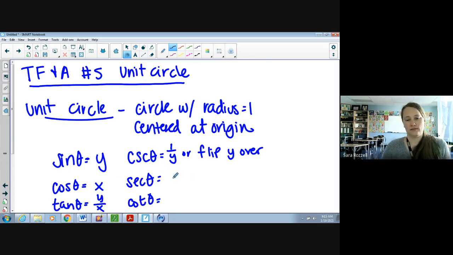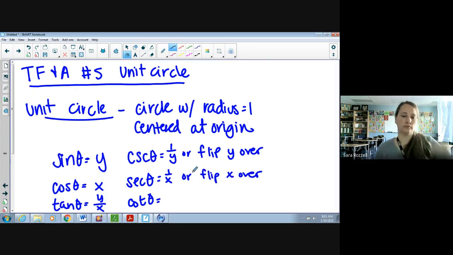Same thing with secant. Secant you can think of as 1 over x, the reciprocal, or simply flip the x over. If the x or the y was a whole number, just make sure you put a 1 underneath it before you flip. And then cotangent, how would you flip over y over x? X over y, yeah.